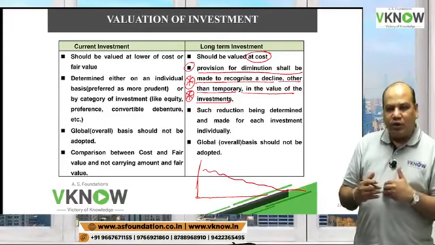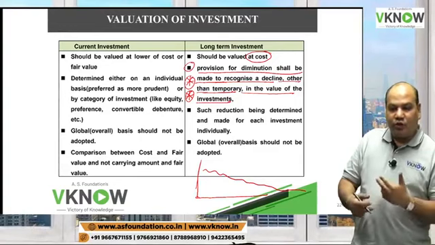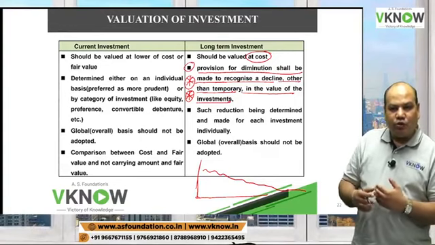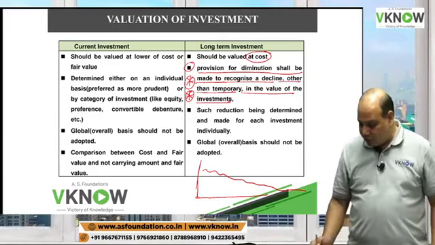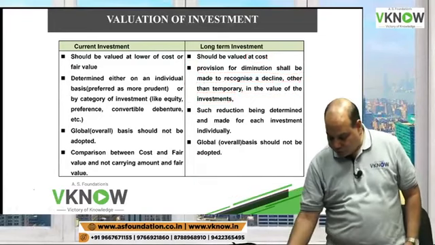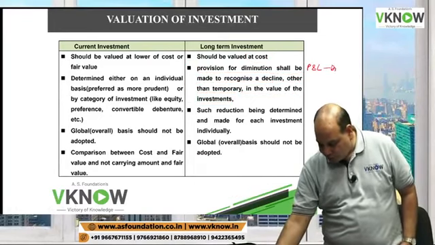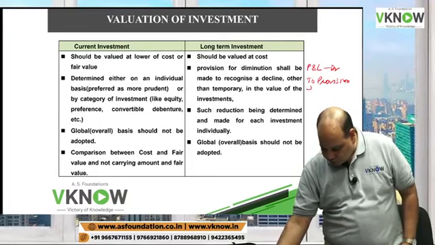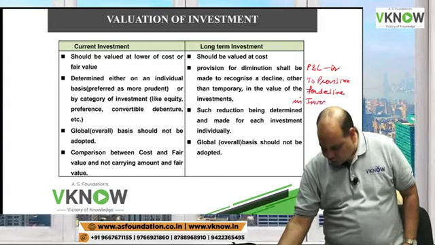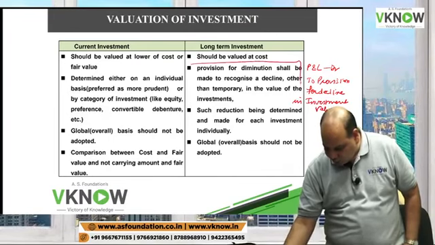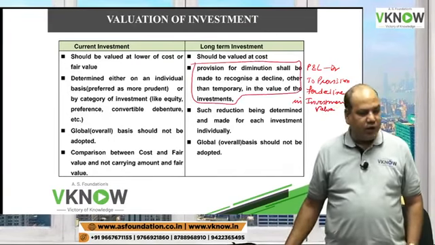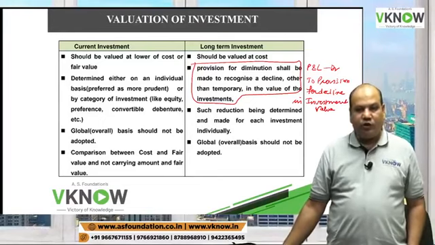So once you feel that this decline is not temporary, it is other than temporary, it is going to last long, make a provision for decline in the value of investment. Now how do you make that provision? Simply pass an entry: P&L account debit to provision for decline in investment value. If you find that this decline is not temporary, that was my second point.